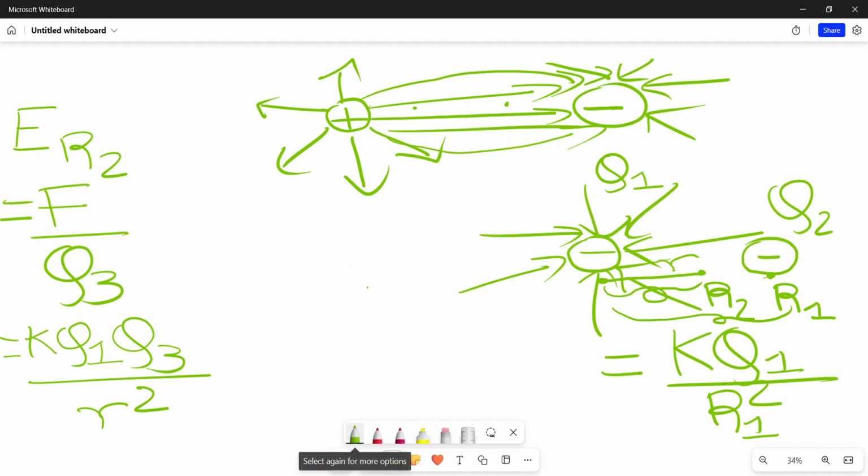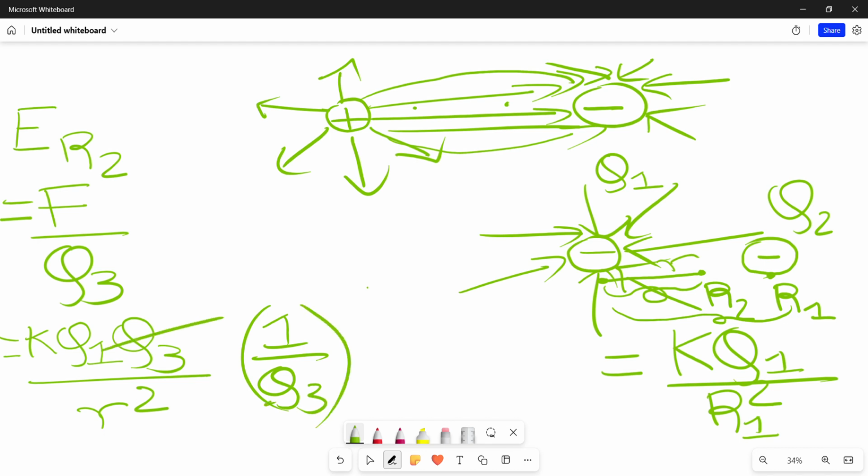So I can rewrite that. Oh, sorry, I have to just divide it by Q3 times 1 over Q3. Q3's cancel out, which is KQ1 over R squared, right? That is the E field at R2. Or rather, the field strength or the magnitude of the E field at R2. Okay.